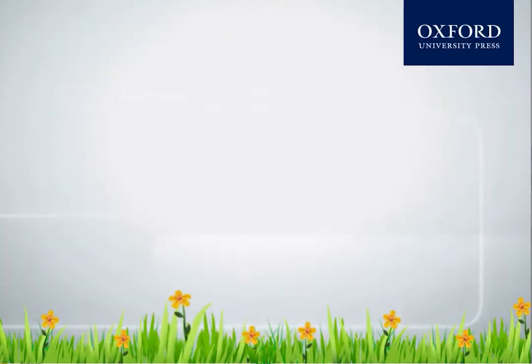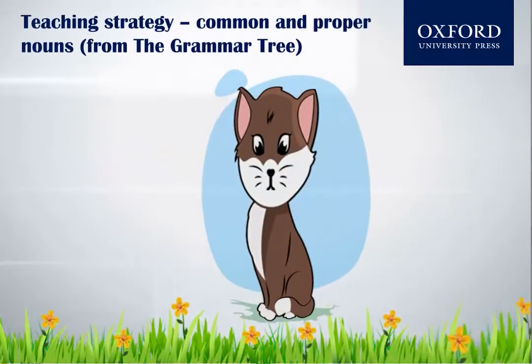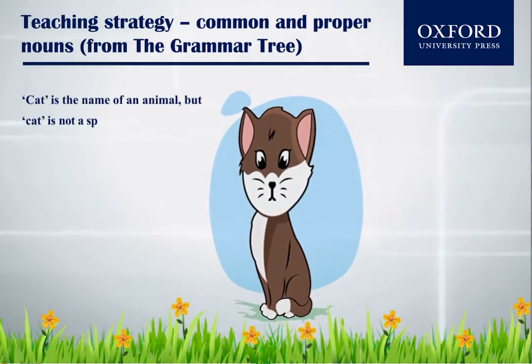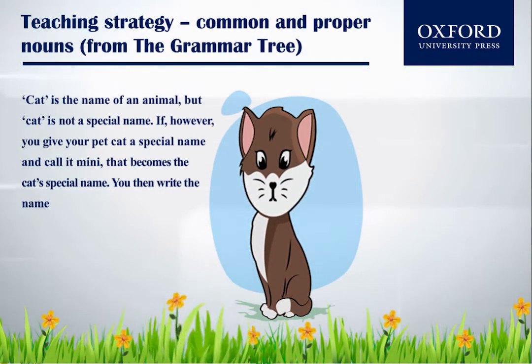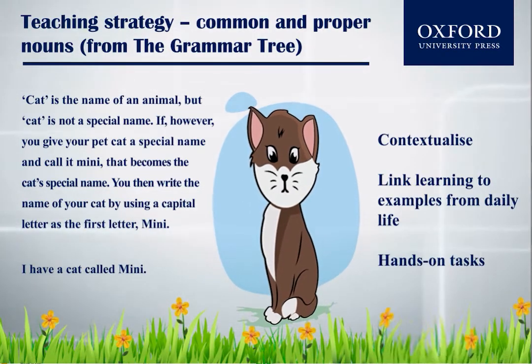The experiential learning cycle is embedded in our book, The Grammar Tree. The grammar point being taught here is common and proper nouns. It is contextualized in the form of a story. Children love stories, they find them engaging and easy to connect to.